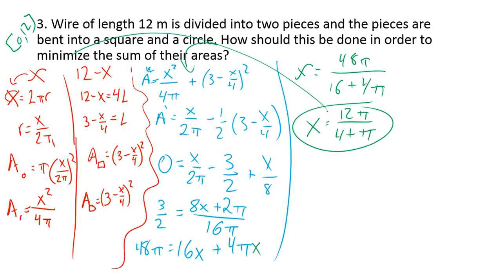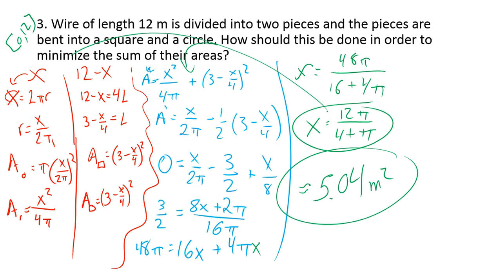When we do this, we find that when we plug in a 0, we get about 9. When we plug in a 12, we get about 11.5. And when we plug this one in, we get approximately 5.04 meters squared. So that is our minimum area, and that is our x length for our minimum area, or the circumference of the circle. And then the square would be everything left over, which is about 5.28. Okay, so that was number 3.